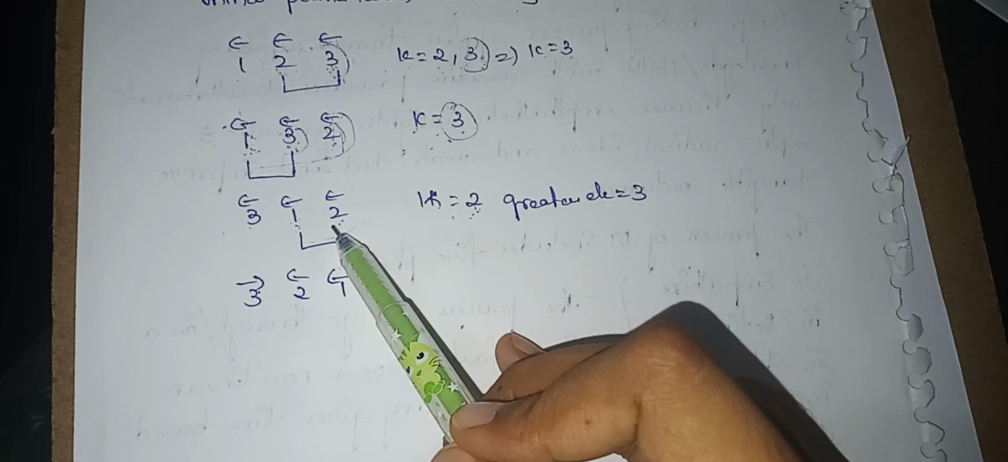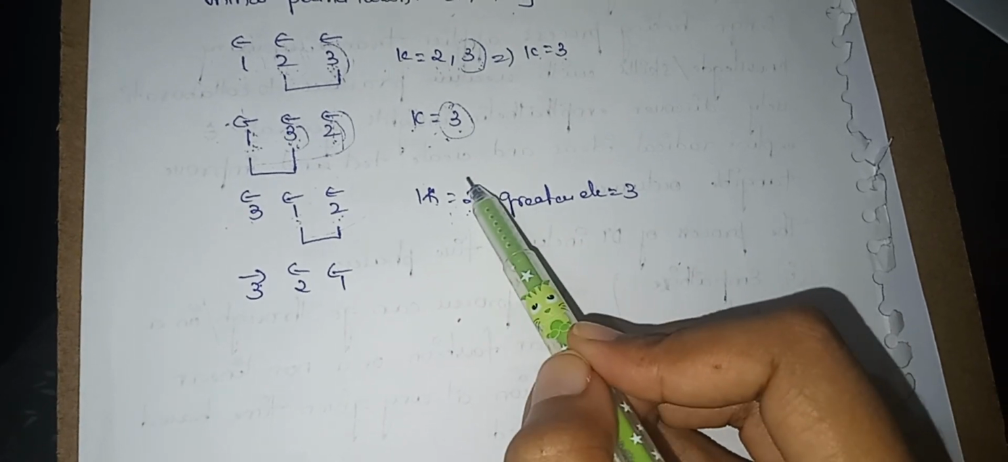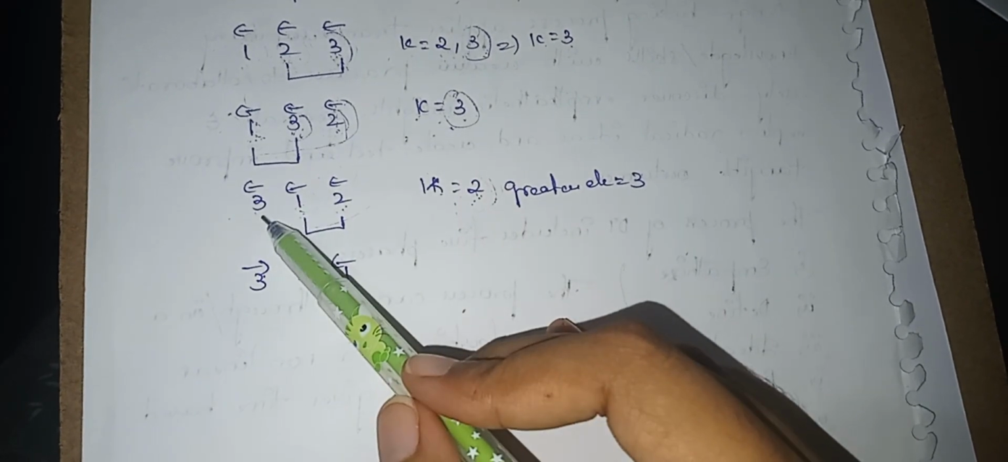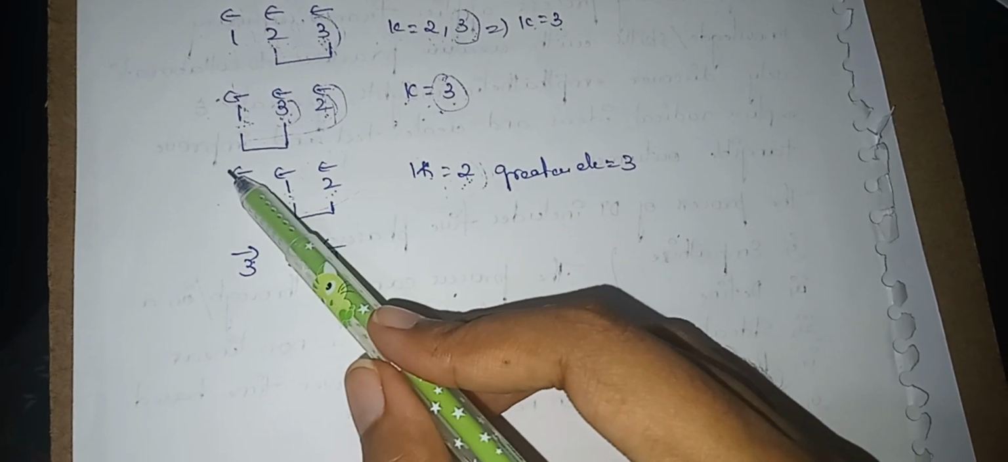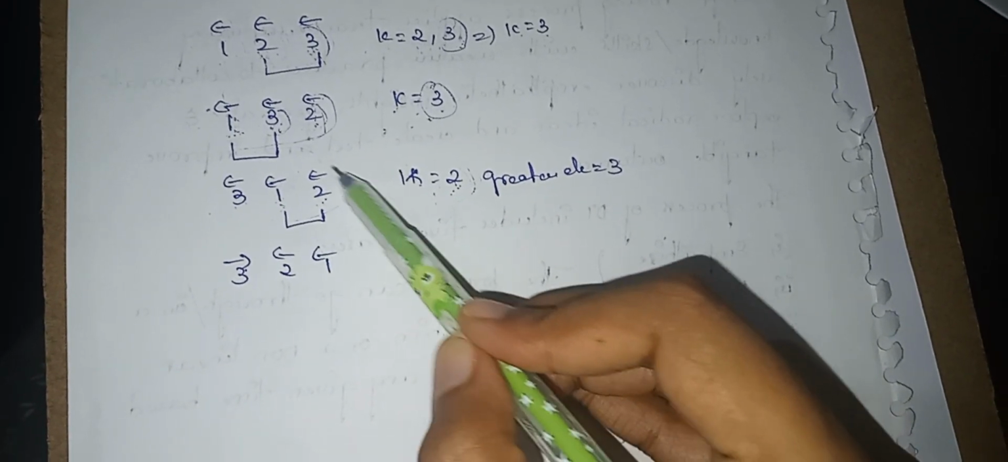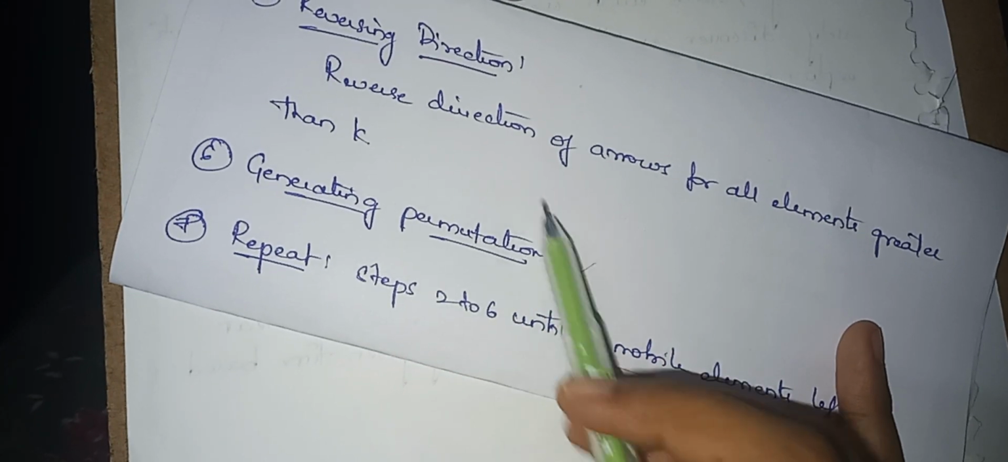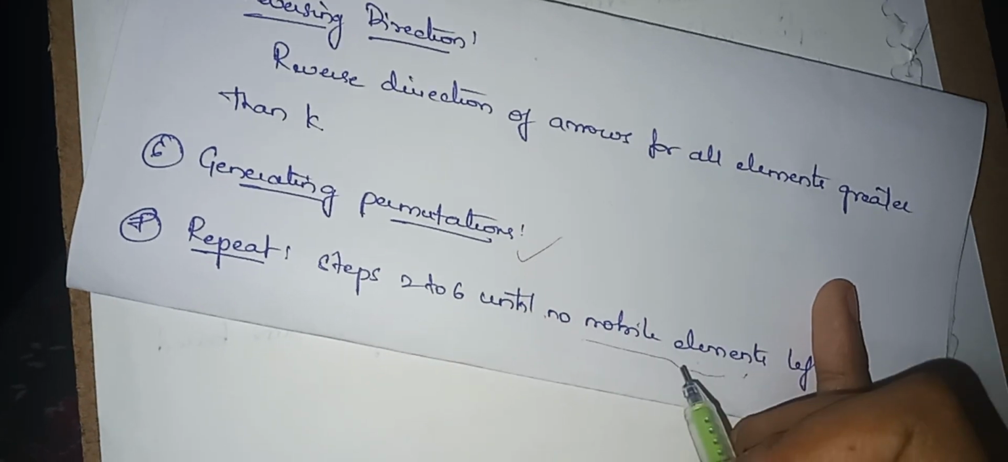Now for the coming new permutation, I got the mobile element k equals 2. You have to check if there is any greater element than the current mobile element. The current mobile element is 2, but there is a greater element than the current mobile element, which is nothing but 3. You have to change the direction of 3, as well as swap the mobile element with its adjacent element. Therefore I have swapped. So now this is the new permutation. Now check again, repeat the steps from 2 to 6 like we have discussed. You have to repeat until all the permutations are generated and there is no more mobile element present.